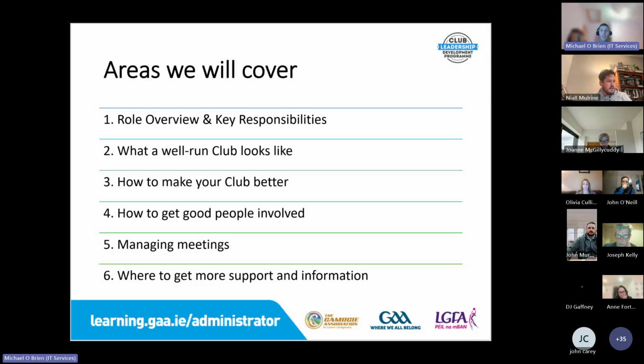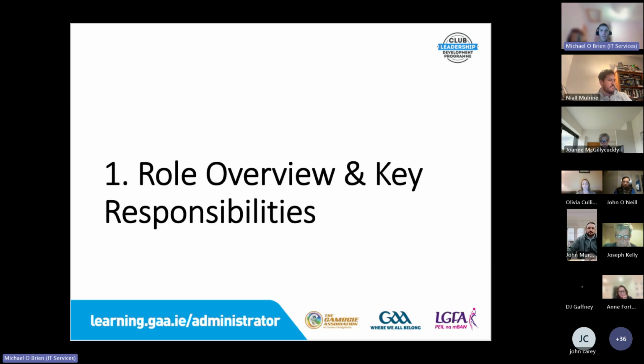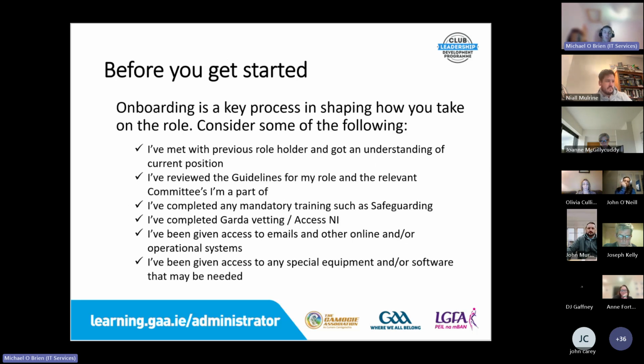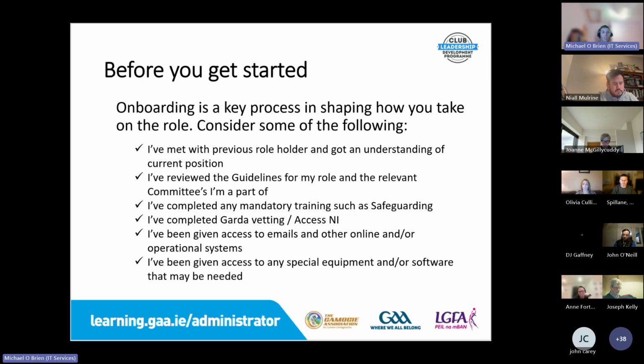So firstly, role overview and key responsibilities. Before I get started, one of the key things you have to take on board is that you're not the first chairperson with the club. There has been somebody there before you. So when you take on the role, there has to be some form of onboarding process you get. You have to meet the previous holder of the role to get an understanding of how he found the position, what do's and don'ts he had, what difficulties he had, what were the positives, what were the negatives.